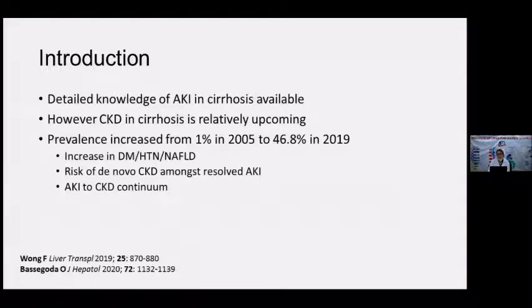We have detailed knowledge of AKI in cirrhosis. However, CKD in cirrhosis is relatively upcoming. Prevalence increased from 1% in 2005 to 46.8% in 2019. The contributing factors are increasing diabetes, hypertension, NAFLD, risk of de novo CKD amongst resolved AKI, and the AKI to CKD continuum.